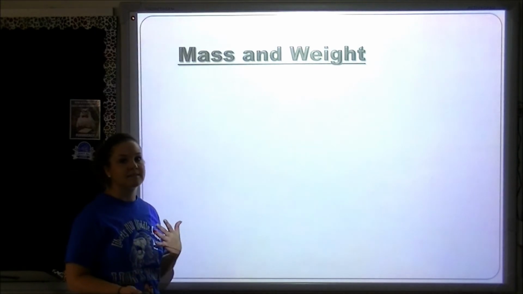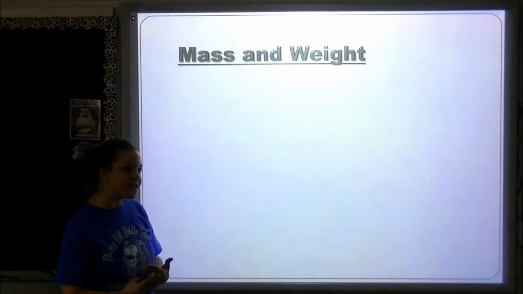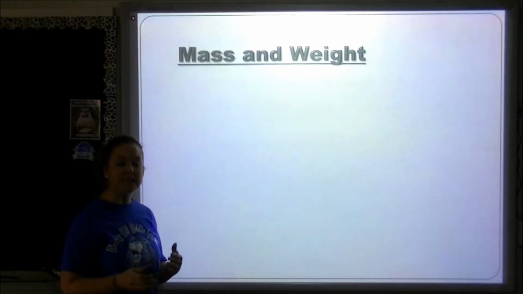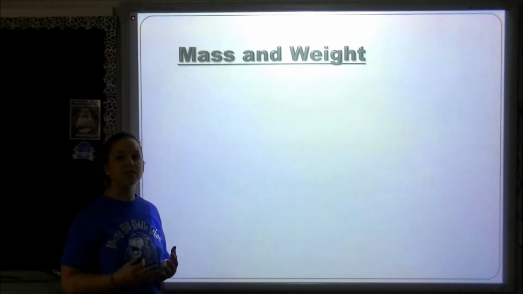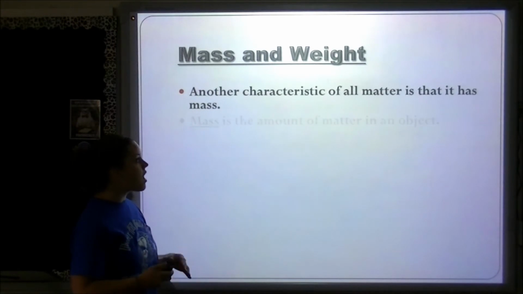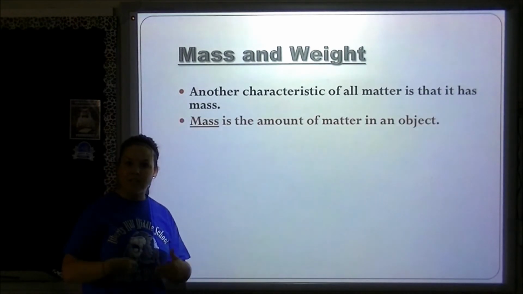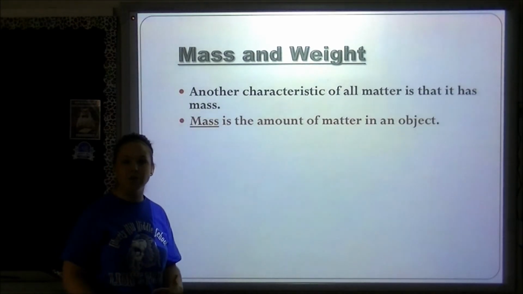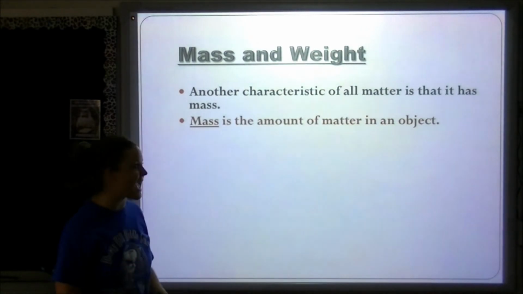Mass and weight. It's a property of matter that a lot of people usually get confused, and that's okay. Mass and weight are not used interchangeably. They're two separate things. So, mass is the amount of matter in an object. So how much matter you have, or how much matter a desk has.